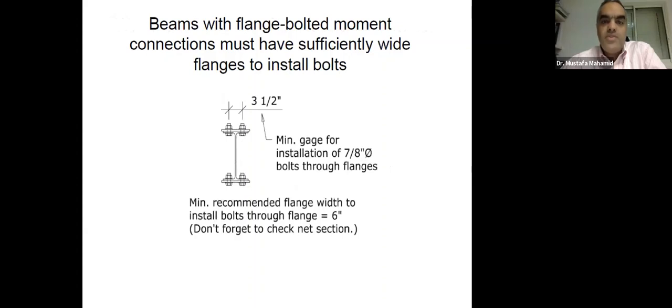Beams with flange bolted moment connections must have sufficiently wide flanges to install bolts. So we need to be careful about using sections that have small wide flanges, such as 4-inch flange width, or 5-inch flange width, or even sometimes 6-inch flange width may not be appropriate for these types of connections.